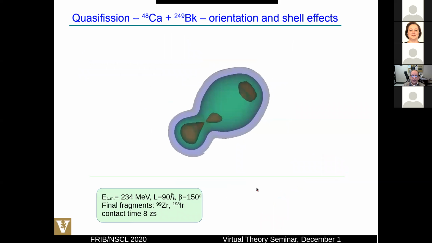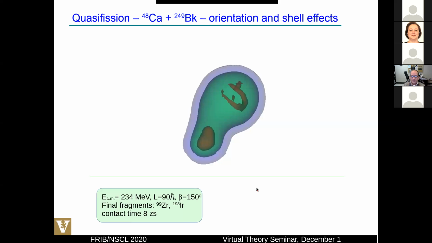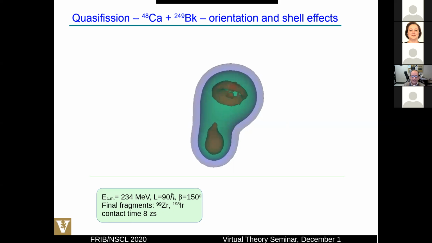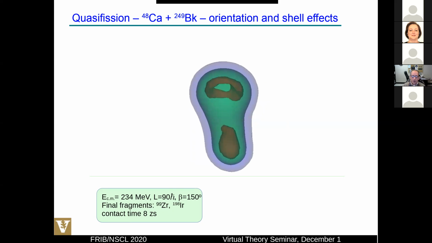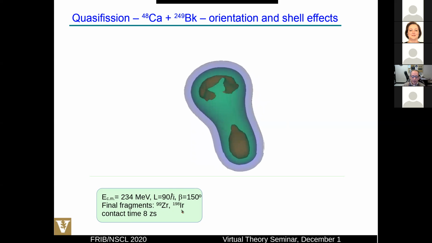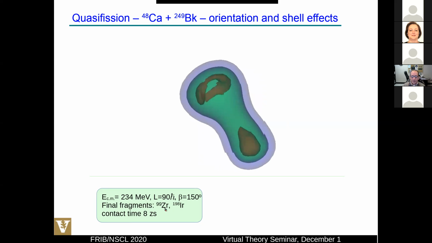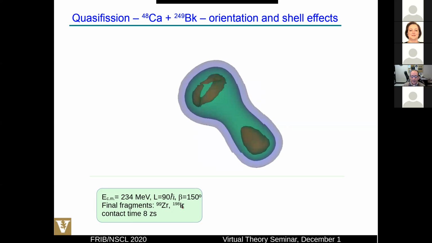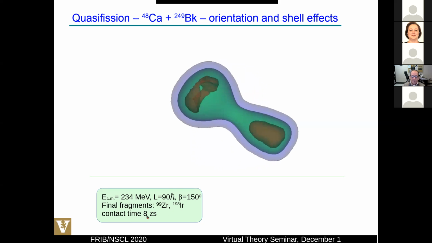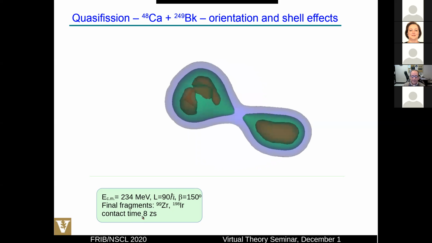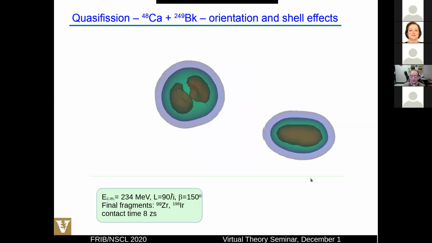And here's another collision. This is just using different graphics with some internal density structure. But to note is that the final fragments are zirconium-99 and iridium-198, with a reasonably long contact time, or not too long, but it's 8 zeptoseconds. So a very deformed zirconium-like fragment is coming out here.